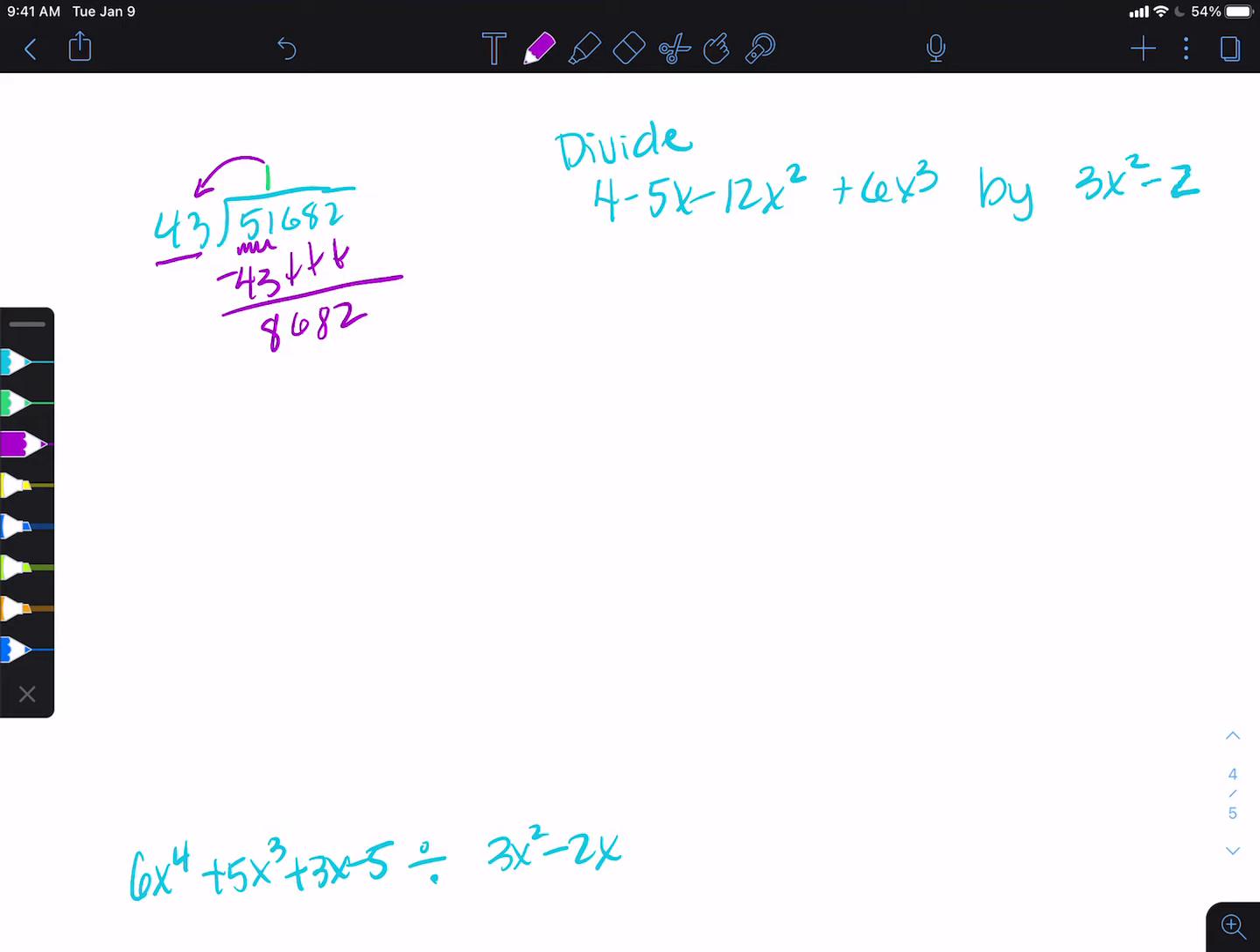Then I do that same thing where I'm comparing, okay, how many times does 43 go into 86? Well, it goes in twice. So we do 2 times 43, which gives us 86. Then we subtract, and then we bring down our numbers. So then we've got 82. Well, 43 goes into 82 one time. So we do 1 times 43, which is 43.